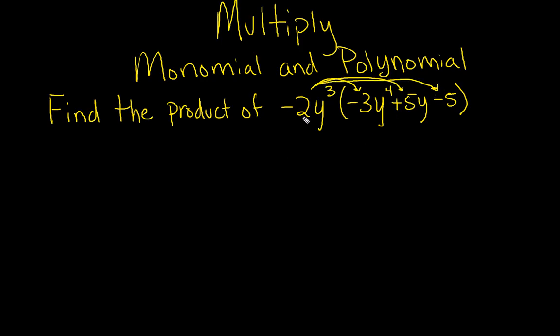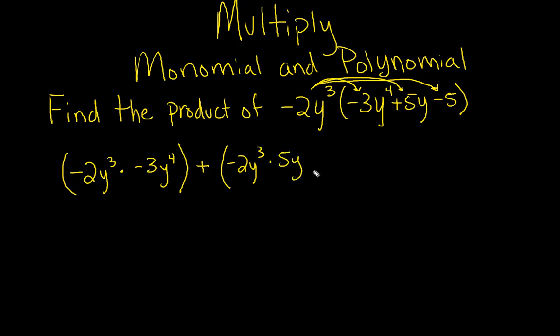So I'm going to rewrite this using the distributive property, showing that we're going to multiply this monomial out front with each term of the polynomial. So if we rewrite this here, we get negative 2y cubed times negative 3y to the fourth. I'm going to put that in parentheses to keep us organized. That is going to be plus negative 2y cubed times 5y. And then finally, multiply it by our last term here, negative 2y cubed times a negative 5.